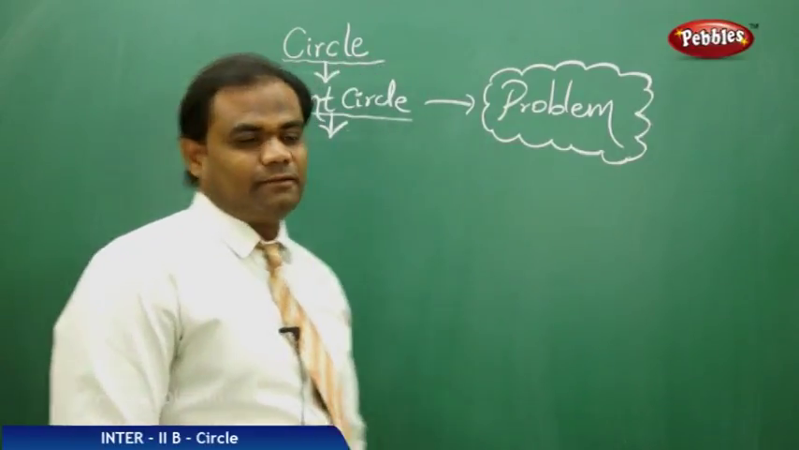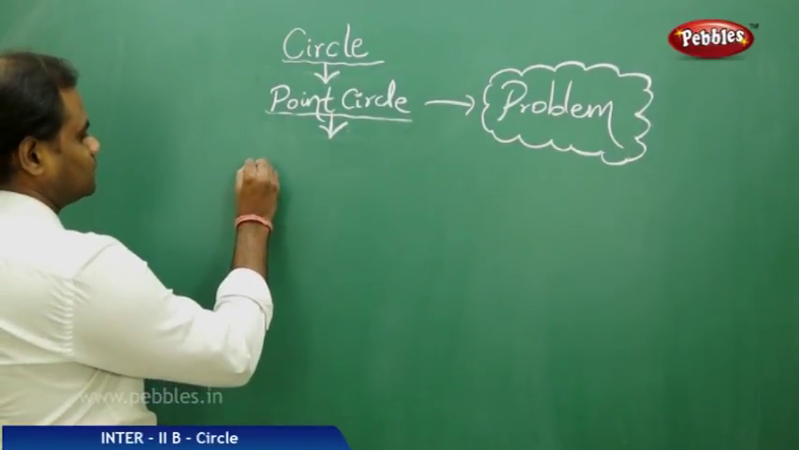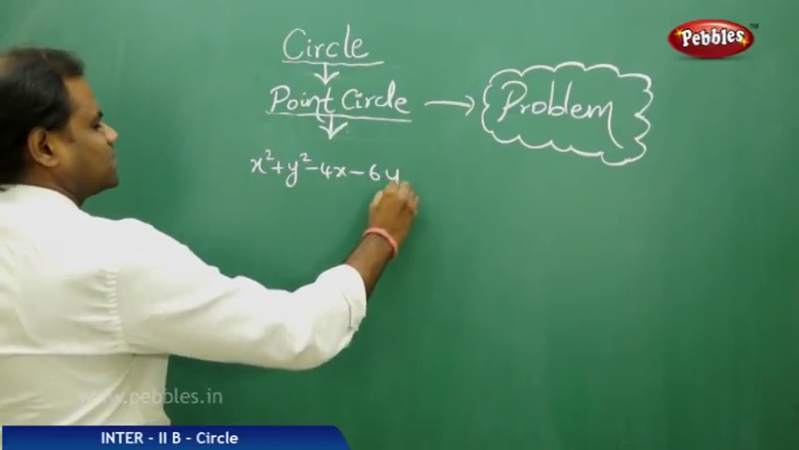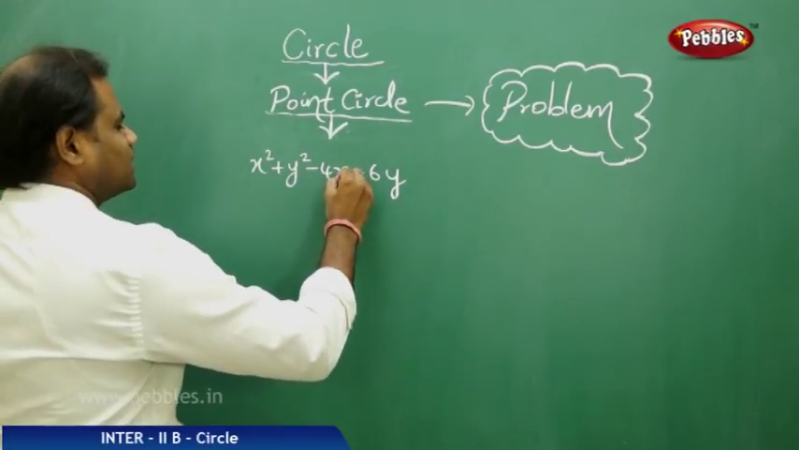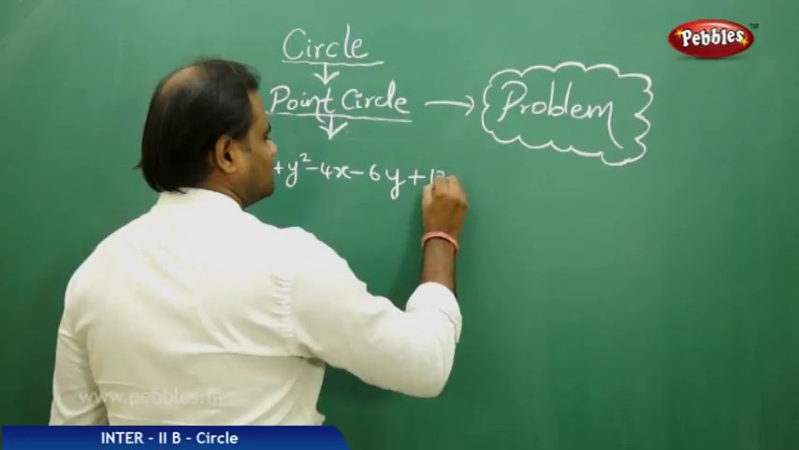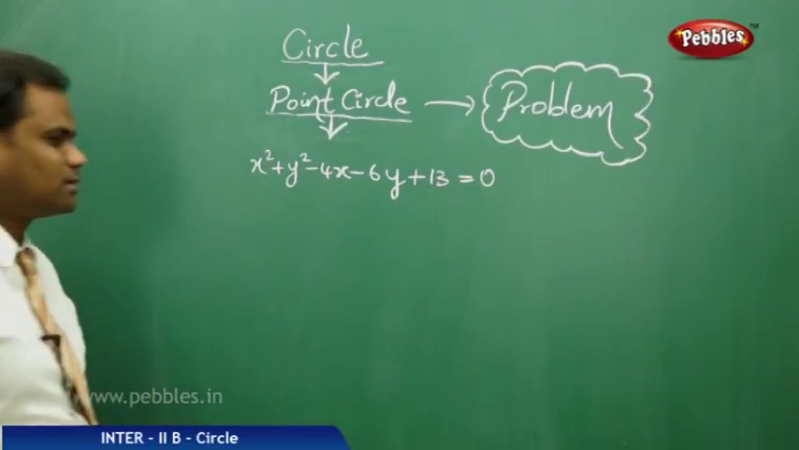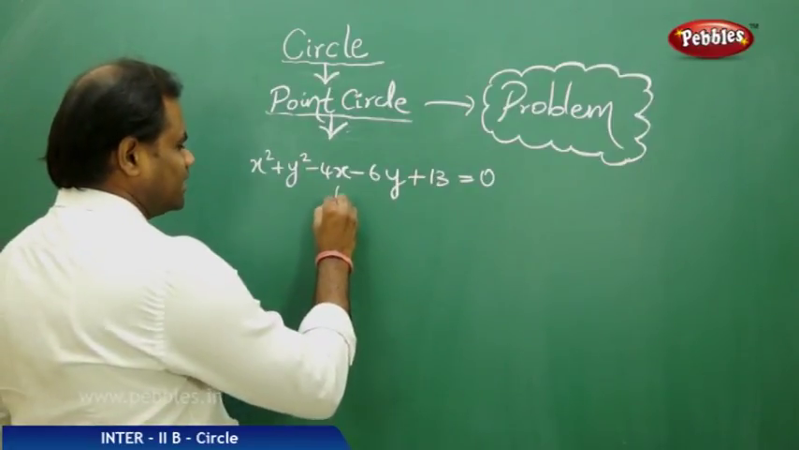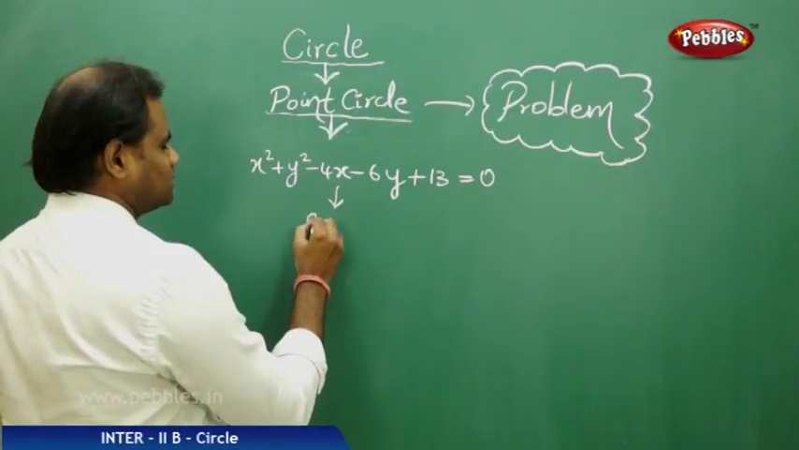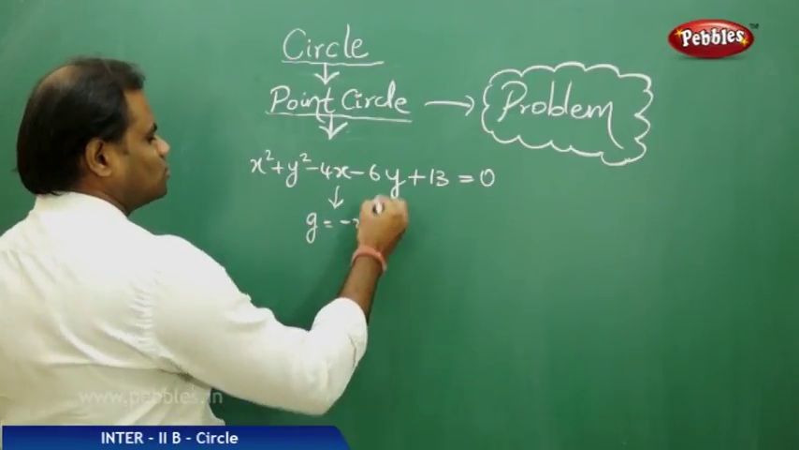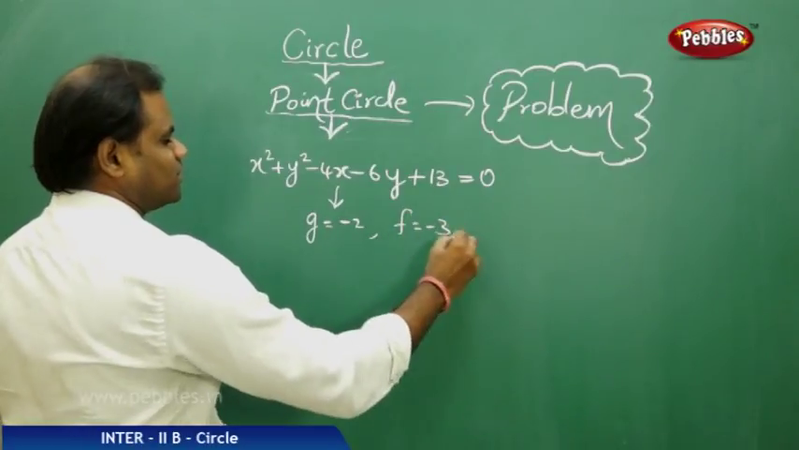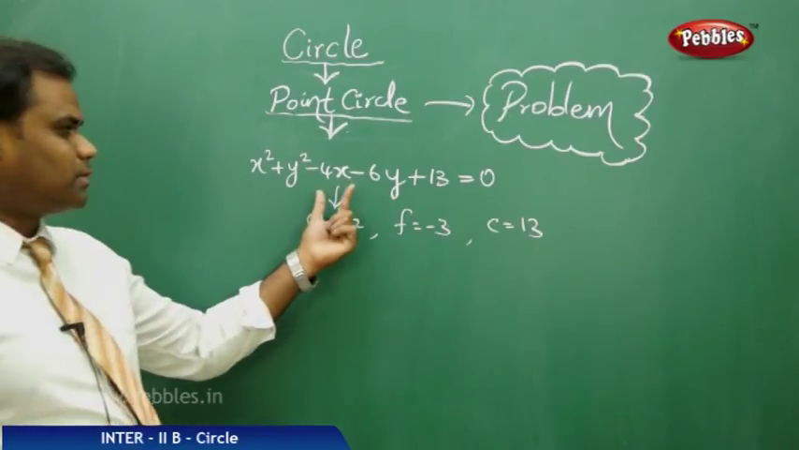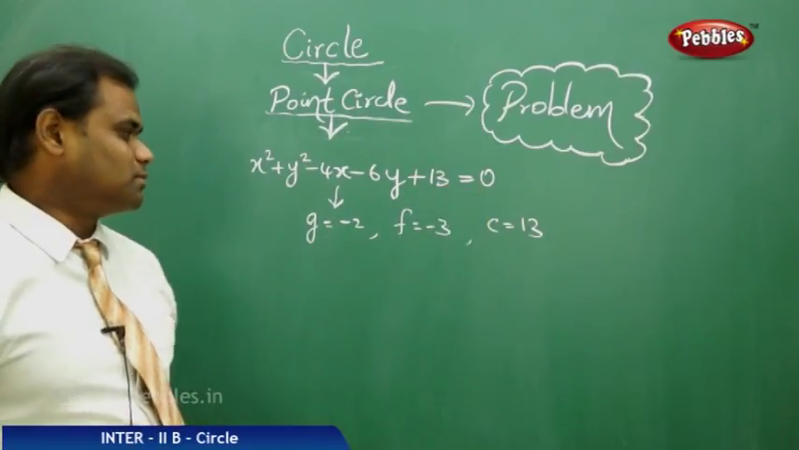For example, I have a circle, say x squared plus y squared minus 4x minus 6y plus 13 equal to 0. Then in this case, let's see if this is a point circle. Now in this case, I clearly have my g is minus 2 and my f is minus 3 and my c is 13 as compared with x square plus y square plus 2gx plus 2fy plus c equal to 0.